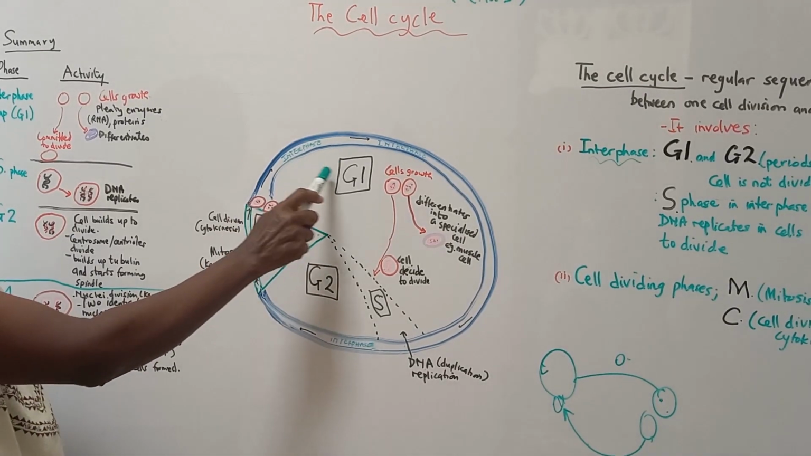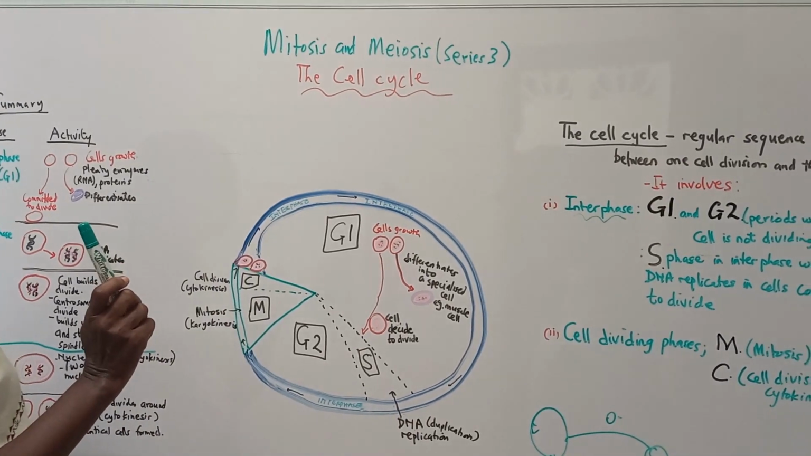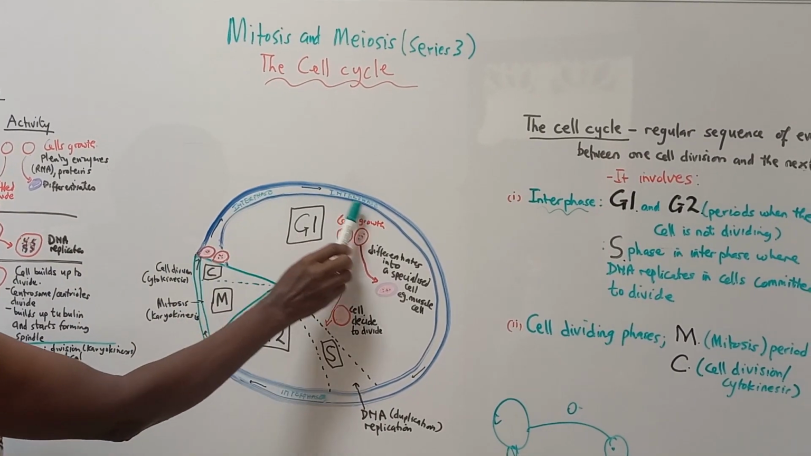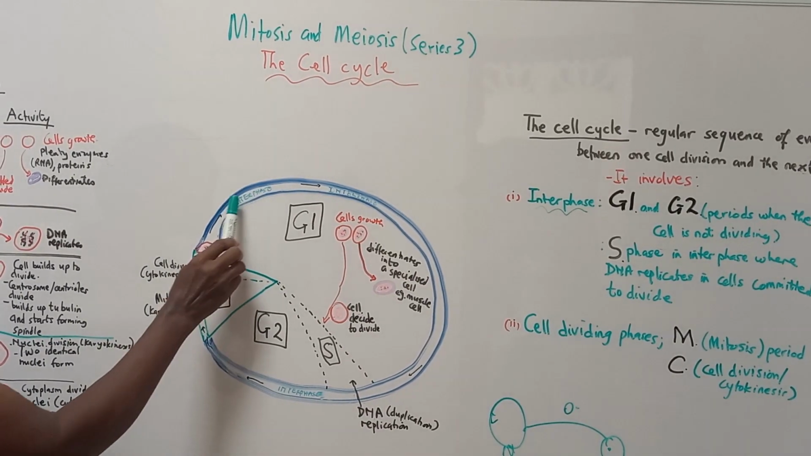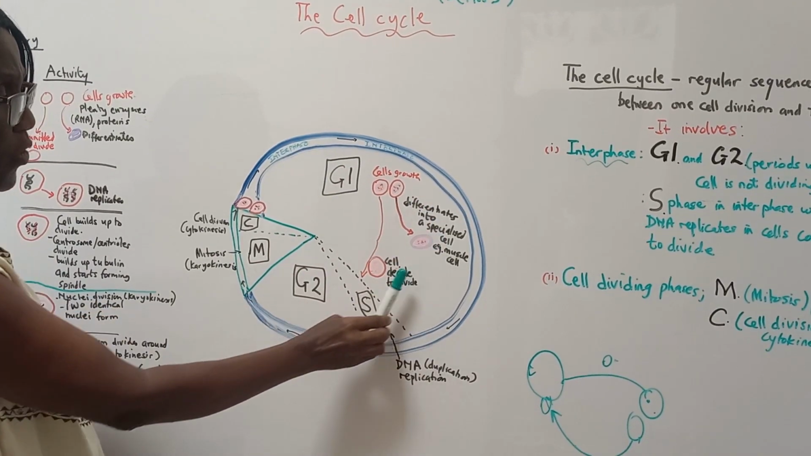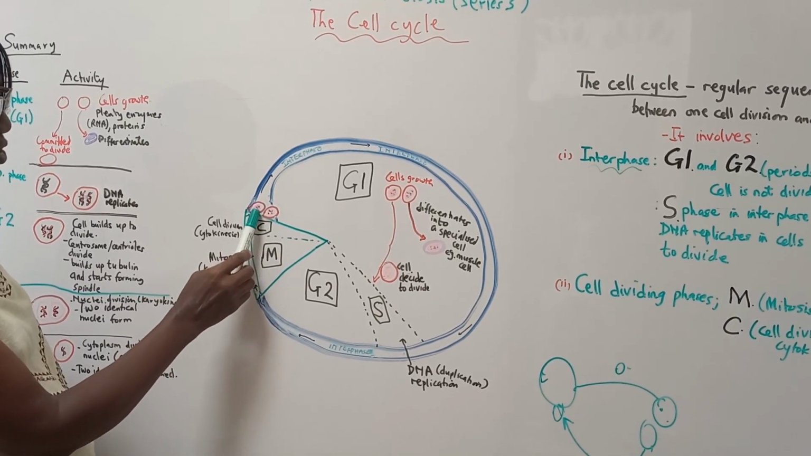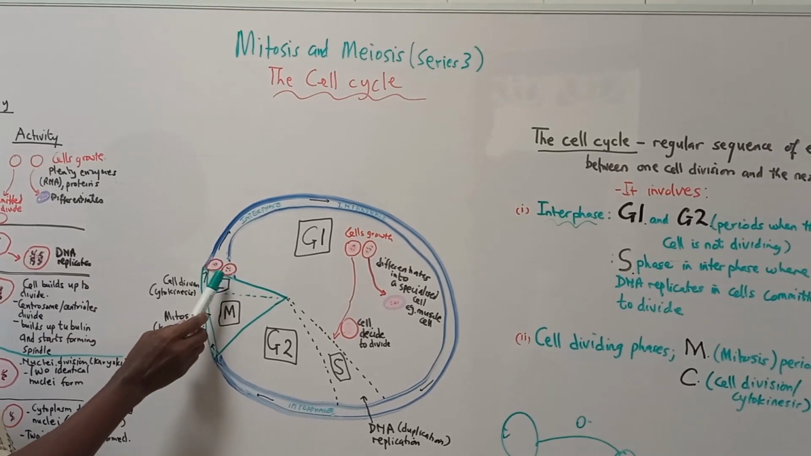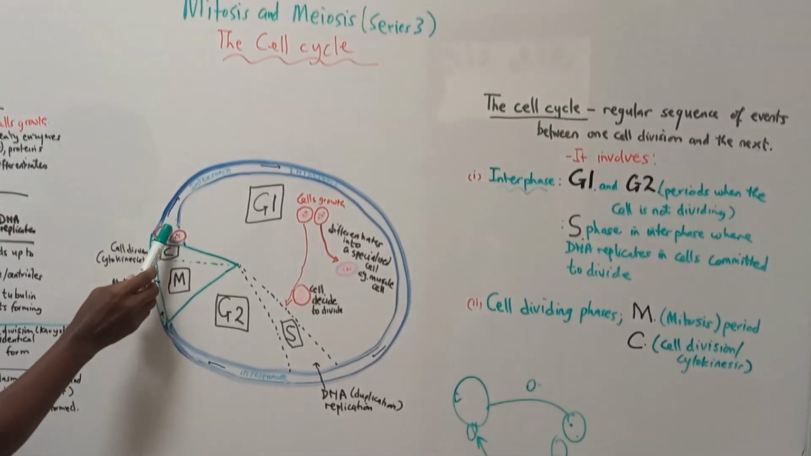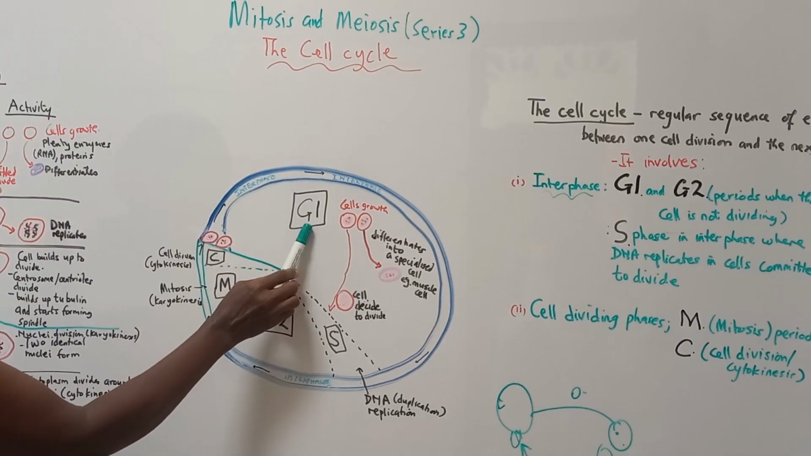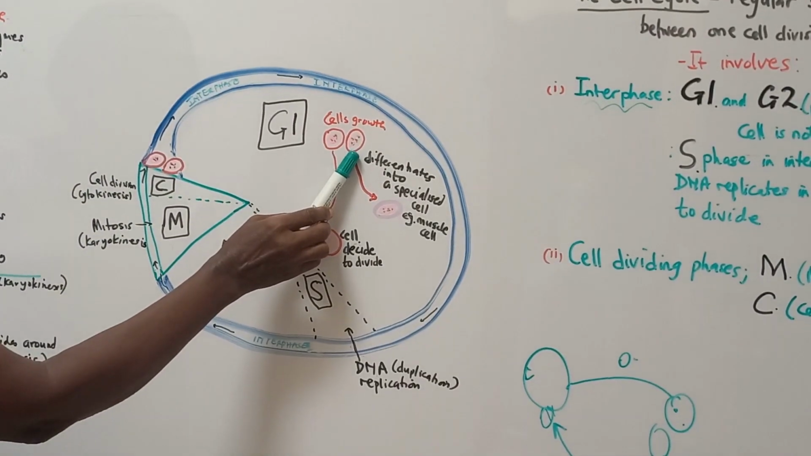Let us use this diagram to discuss the events. The blue area here is interphase. Interphase is a period of cell growth. Now, let's imagine that these are two cells. These two cells produced from cell division. These two cells get into interphase, G1. In G1, these two cells are growing.